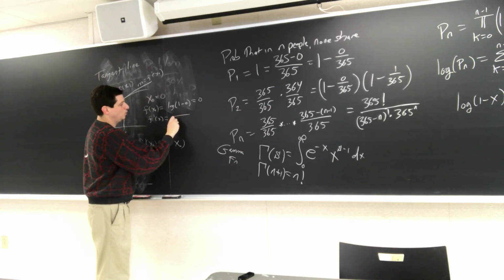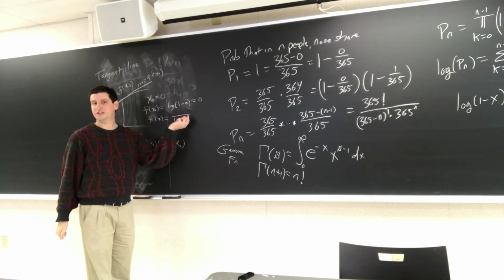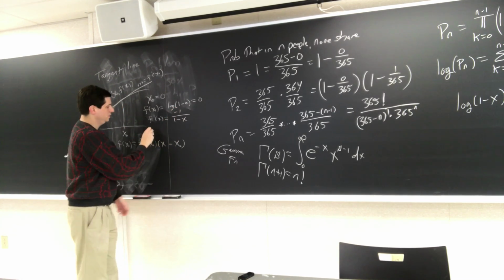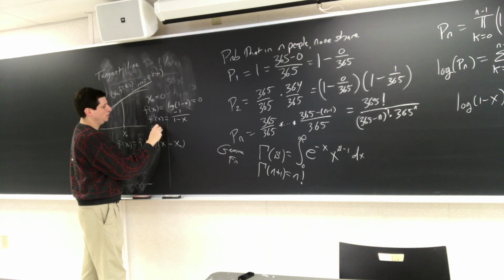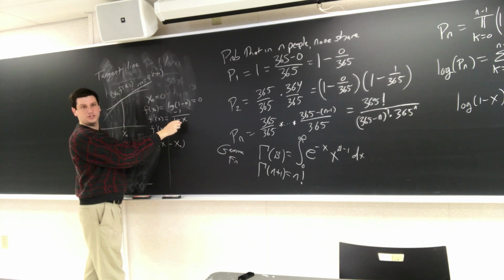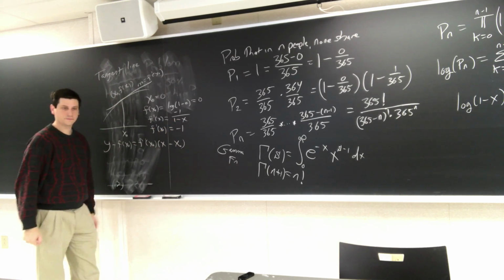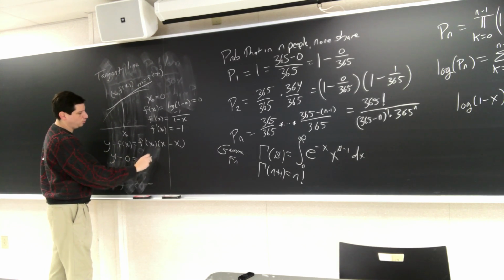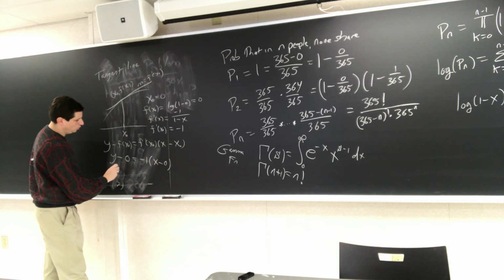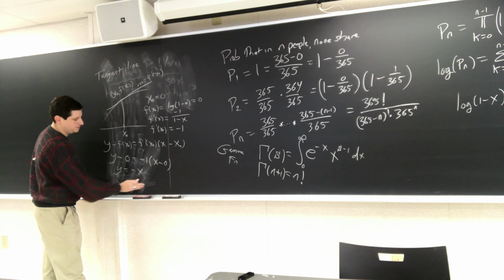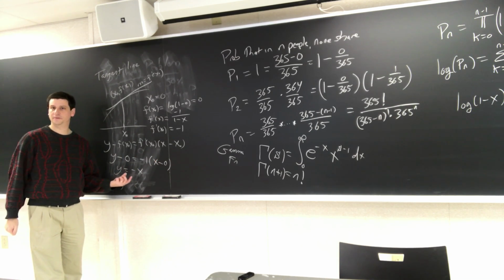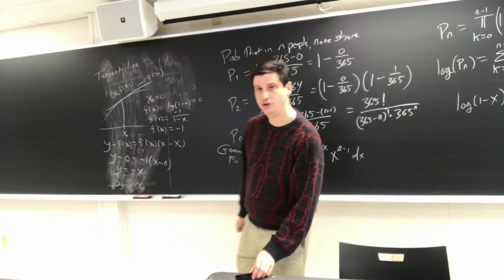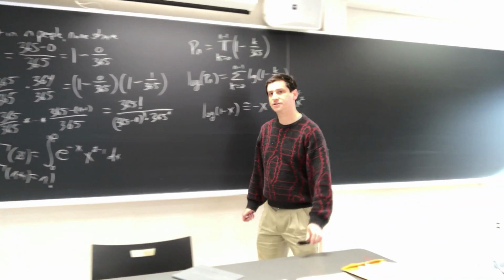F prime of x, I have to take the derivative of the log of 1 minus x. So I get a 1 minus x downstairs, and then I take the derivative of 1 minus x, and I get a negative 1. So then f prime at x naught is just, x is now 0, I just get negative 1. So when I substitute here, I get y minus 0 equals negative 1 times x minus 0, or y equals negative x. And that's the equation of the tangent line. So this should be a pretty good approximation to the log of 1 minus x.